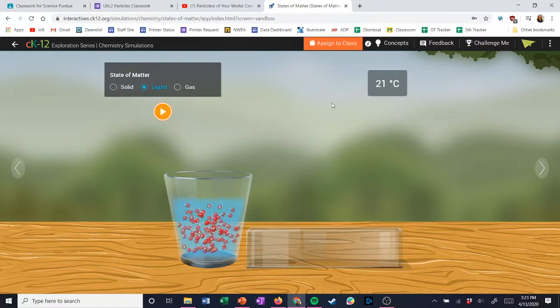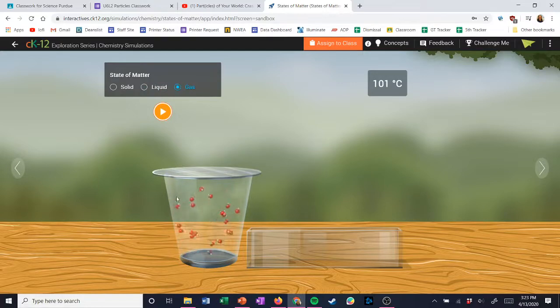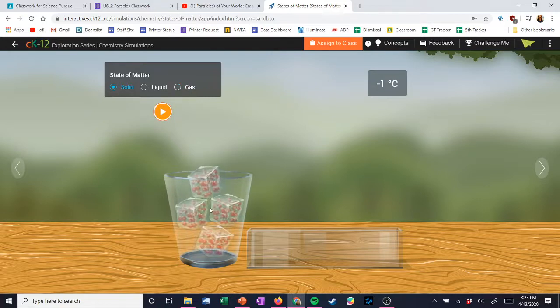If it's liquid, then that means it's like a normal temperature, maybe something like 21 degrees Celsius, which is about the temperature it is outside on a nice day, and you can have liquid water in a cup. And to have gaseous water, though, it needs to be really hot, over 101 degrees Celsius, or I believe it's 212 degrees Fahrenheit. So the temperature is what affects the state of matter here.